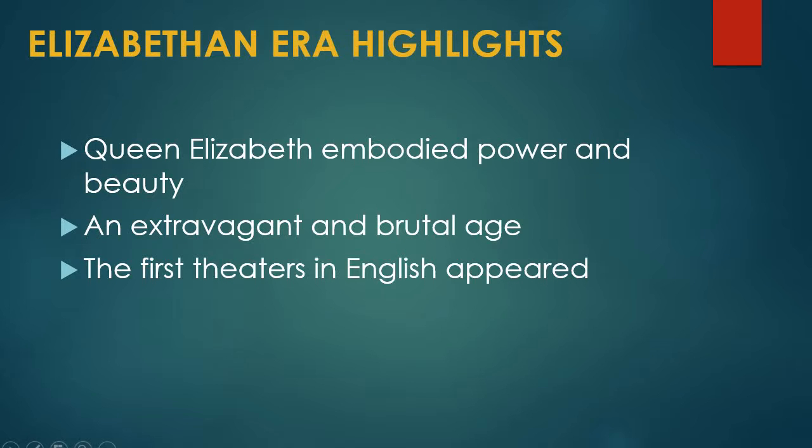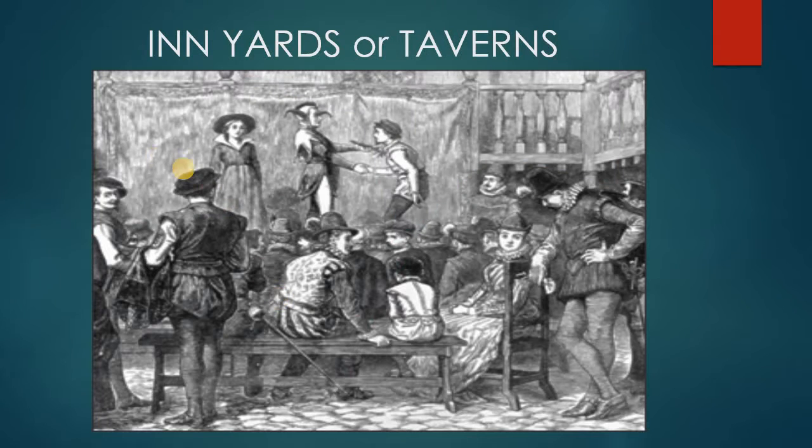Then, in this era the first theaters in English appeared, because this period is known for theater production. That is why it is the first theaters in English. So, innyards or taverns are the first place wherein the performers performed on the tables, because a tavern is a place where people gather to drink alcoholic beverages and be served food, and in most cases where travelers received lodging. As you can see, there are some people here gathering and drinking alcoholic drinks.